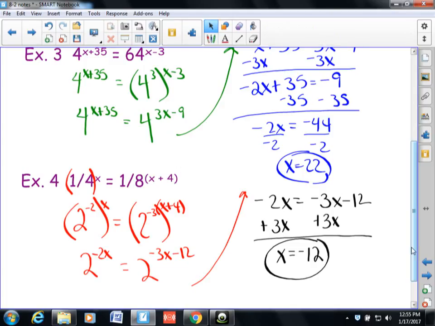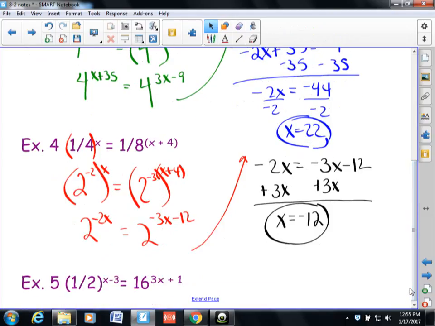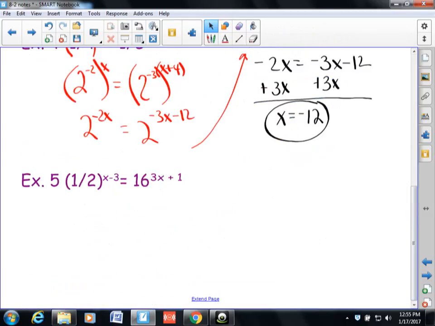All right, moving on. You try example 5. Please try this on your own. Give me a pause and see if you're able to get this to work out. If you can understand this, then you're in good shape for this part of our notes today.